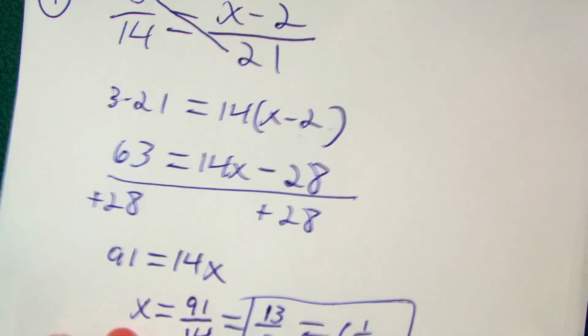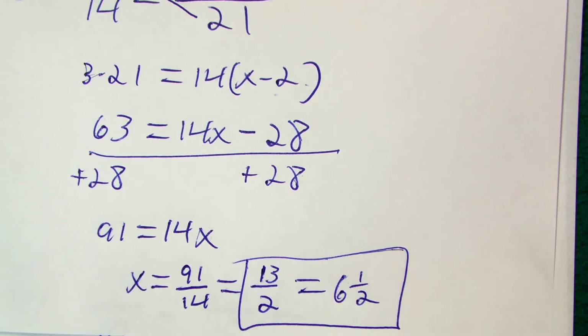I reduced my 91 fourteenths down to 13 halves. Both are divisible by 7. You can either leave it as 13 halves or 6 1/2. It doesn't matter to me.